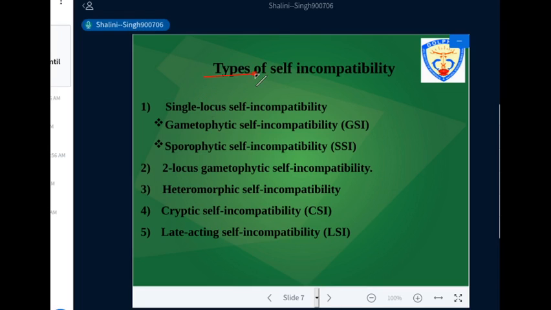These are different types of self-incompatibility which are present in plants. So first is single locus self-incompatibility, which has been divided into gametophytic self-incompatibility, GSI, or sporophytic self-incompatibility, SSI. Two locus gametophytic self-incompatibility may be there, heteromorphic self-incompatibility is there, cryptic self-incompatibility is there, and late acting self-incompatibility.